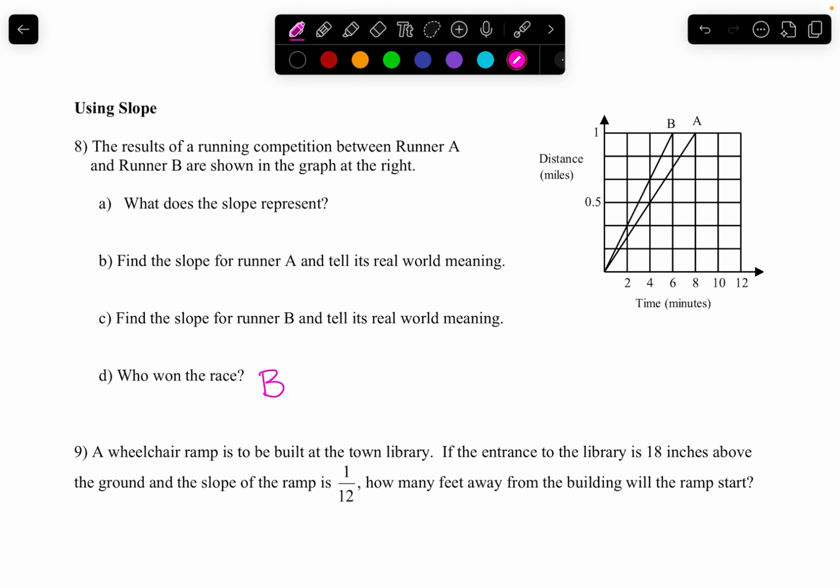All right. What does the slope represent? Well, as a reminder, slope is rise over run. Our rise is our distance, and our run is our time. So the slope is going to represent distance traveled over time. That's what our slope represents, distance over time. We need to find the slope for runner A and the slope for runner B.